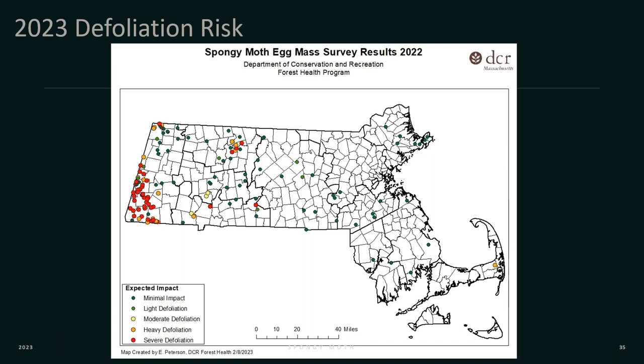My team just completed our winter egg mass survey. We utilize random point selection to go out and survey and do counts of egg masses.